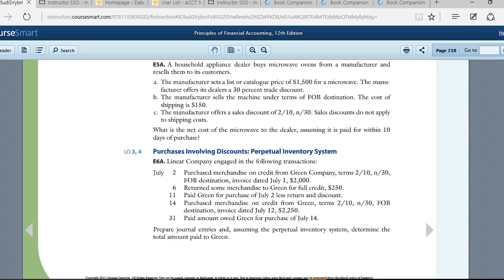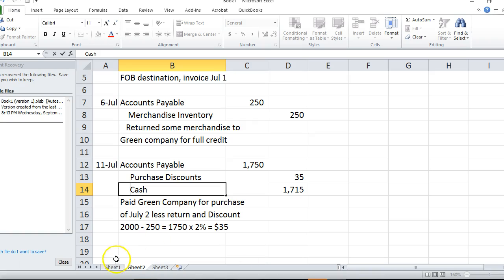Next, it said, we purchased on July 14th merchandise on credit from Green. Terms 2/10, net 30, FOB destination. Does that mean we have to pay for the shipping, or do they? They do. Invoice dated July 12th of $2,250. So we're going to do the same thing we did on July 2nd, aren't we?